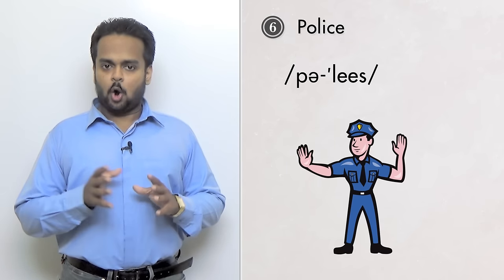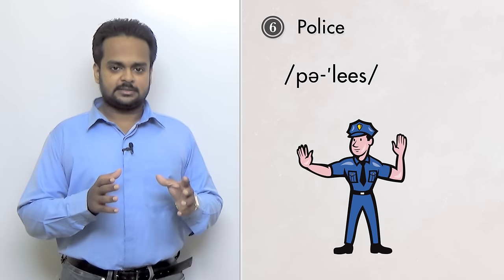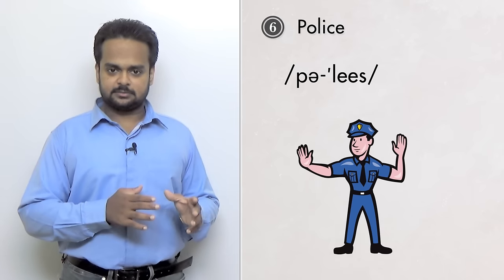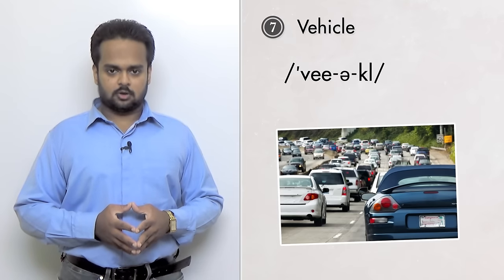Word number six is police. This isn't police or polis. It's pa and lease with the stress on lease. So police. The next word is vehicle.